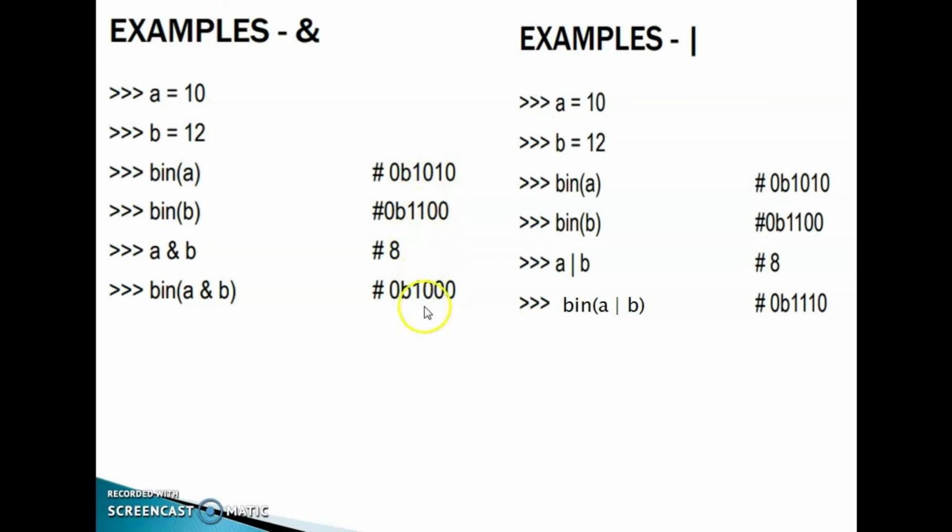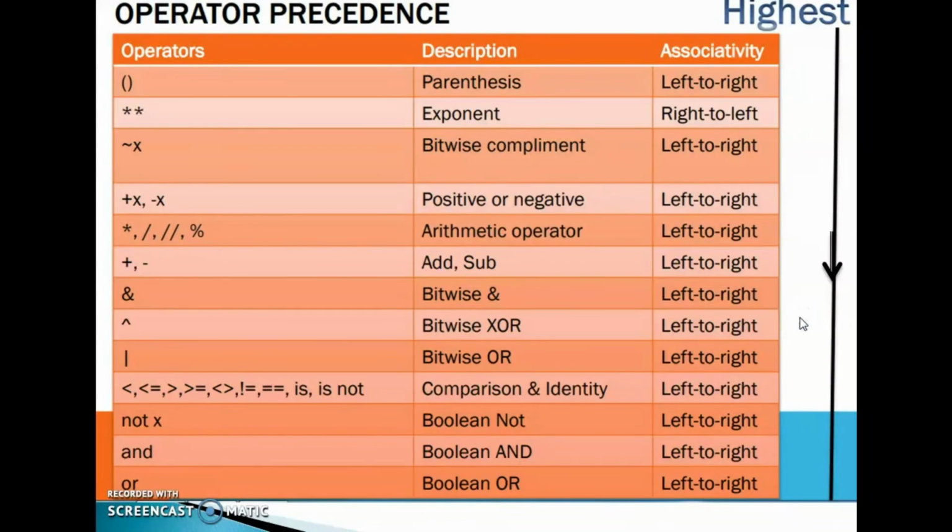Then OR operator. Example, bitwise OR. A is equal to 10, B is equal to 12. Binary of A, that is 1010. Binary of B, that is 1100. A or B, we will get the answer as 14. Binary of A or B, that is 1110. Okay, clear?